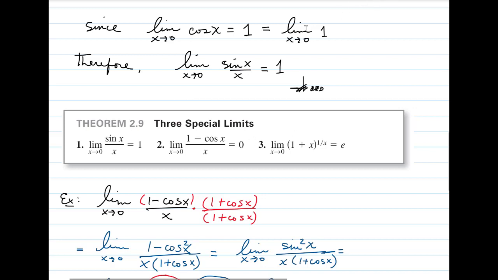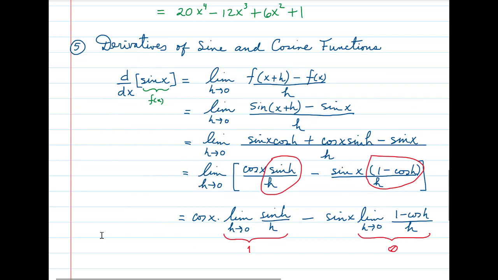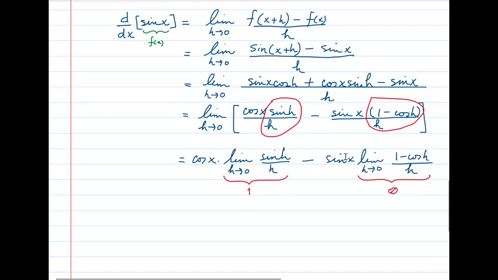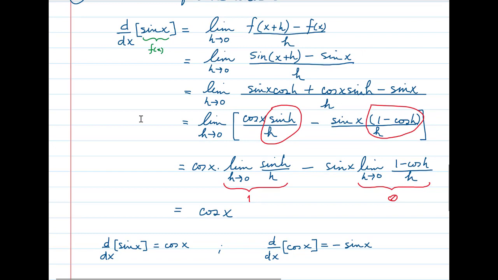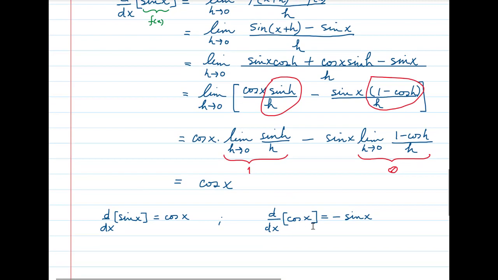These first two come up in the proof for the derivative of sine. So here we have it then. The limit of sine h over h as h goes to 0, as we know, is 1. And the limit of 1 minus cosine h over h as h goes to 0 is 0, right? We've already proven these limits previously. So sine x times 0, this whole thing goes away. And cosine x times 1 is just cosine x. So this whole derivative is going to be equal to cosine x. So we've proven that the derivative of sine is cosine x. And in a similar way, you can prove that the derivative of cosine is equal to negative sine x. So be very careful there.